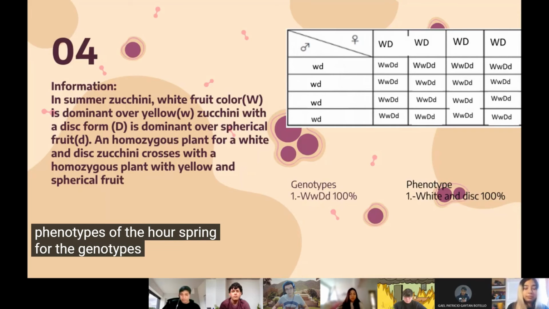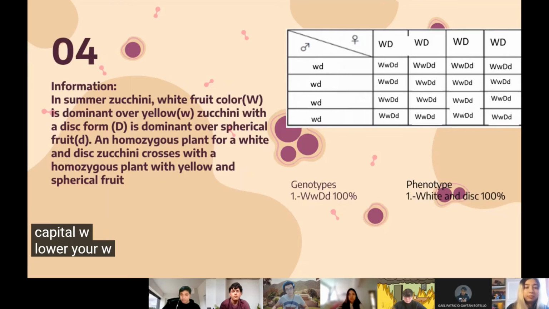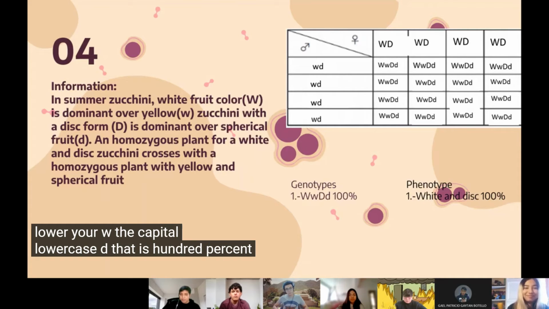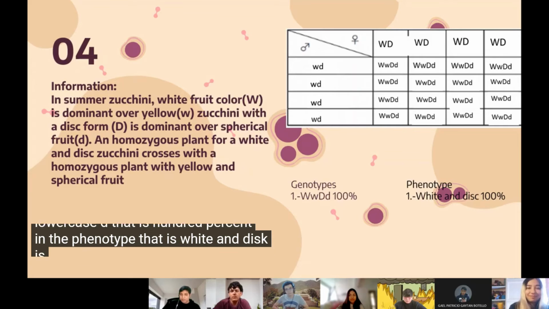For the genotypes, there is only one. There is capital W, lowercase w, capital D, lowercase d. That is 100%. The phenotype that is white and disc is 100%.